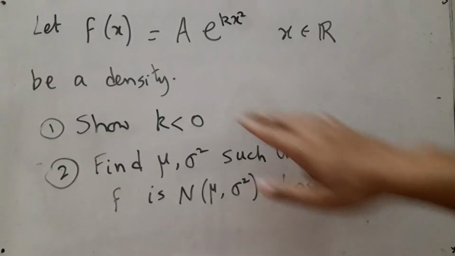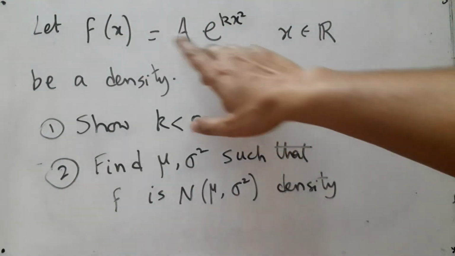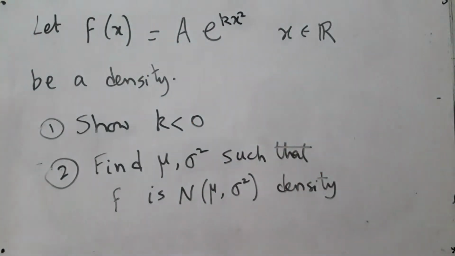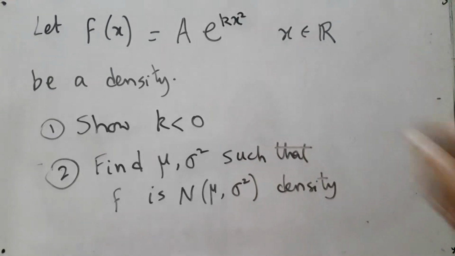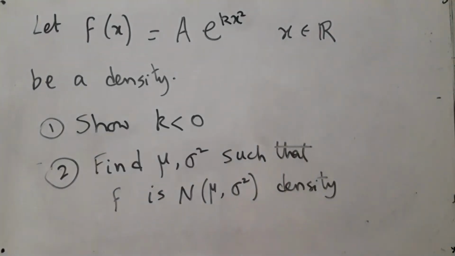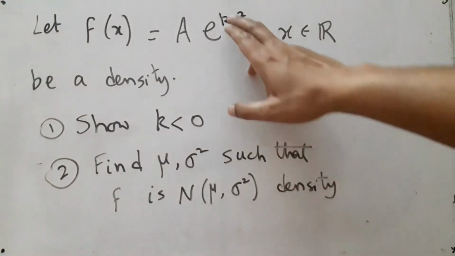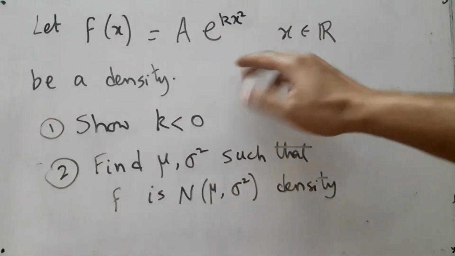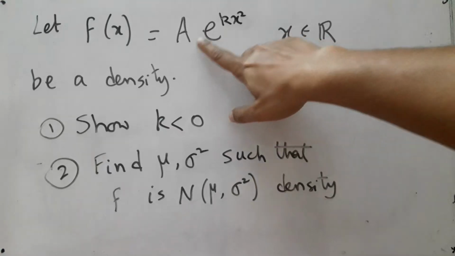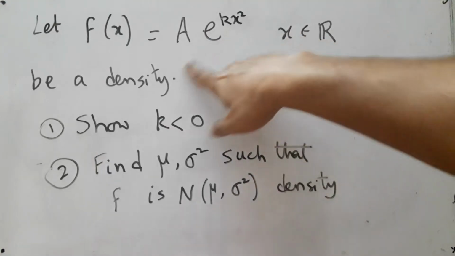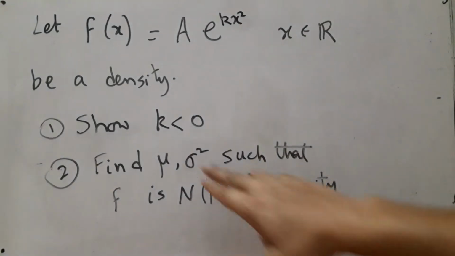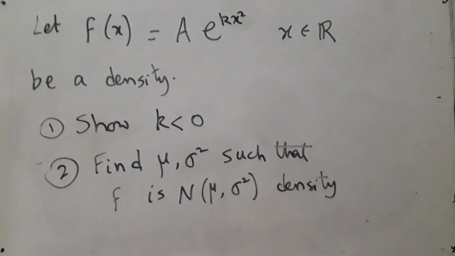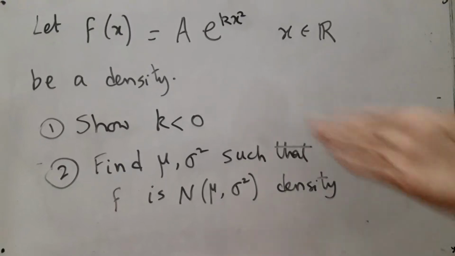In this exercise, I am starting with the same f, except that I have written the dummy variable as x: some constant a times e to the power k x squared, x in R. I tell you that this is the density. First, you have to argue that k must be strictly negative. You can easily see k cannot be equal to 0 because otherwise it will be just a constant a over the entire R, so the total area under it will be infinite. Obviously, k cannot be greater than 0, then it will be also infinite, so k has to be less than 0.